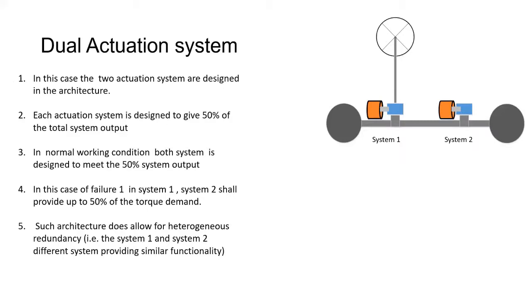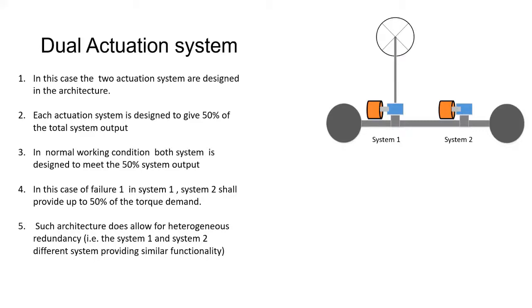Dual actuation system is the case where two actuation systems are designed in the architecture. Each actuation is designed for 50%. Now, instead of two windings, we have two motors. In normal working condition, both systems are designed to meet 50% system output. In case of failure in system one, system two shall provide 50%. In this case, it's completely independent. So a winding failure in one doesn't matter, we can still provide 50% because the other motor can completely provide 50%. System one and system two are different systems providing similar functionality.